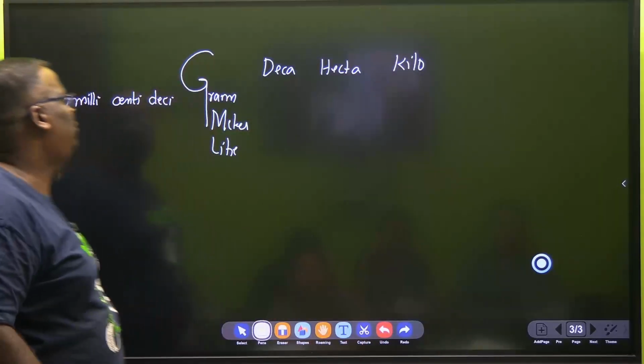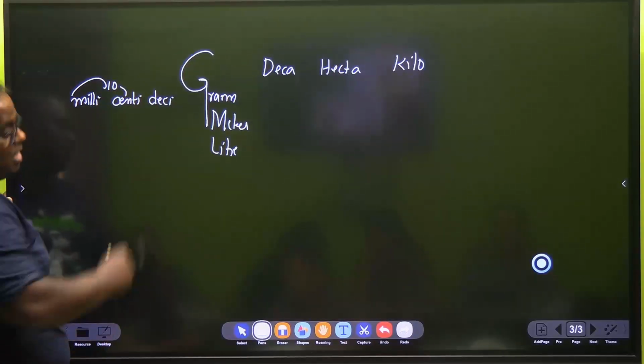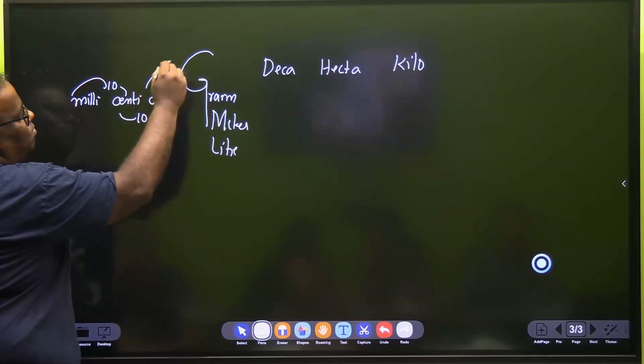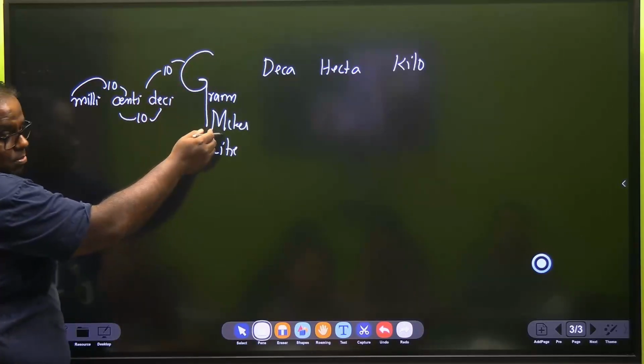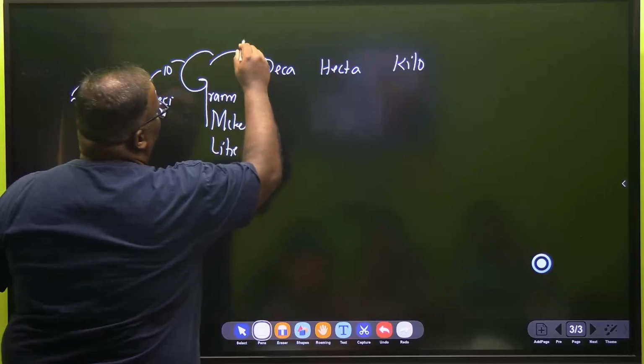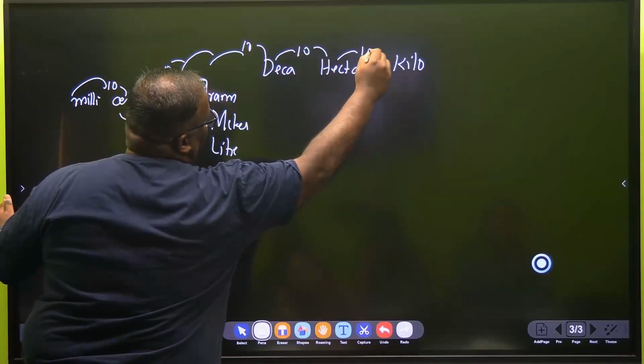Everything is a 10 difference from here. 10 millimeters make 1 centimeter. 10 centimeters make 1 decimeter. 10 decigrams make 1 gram. 10 decimeters make a meter. 10 deciliters make 1 liter. Then 10 from here will make 1 deca, 10 from here will make hecto, 10 from here will make kilo.